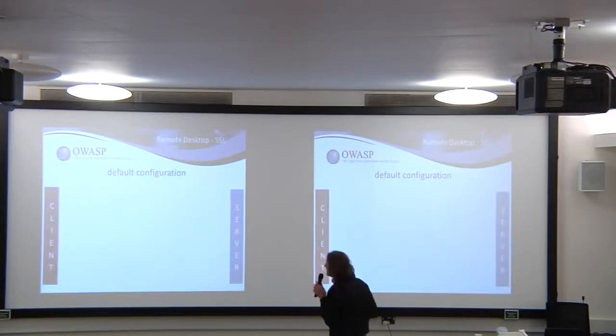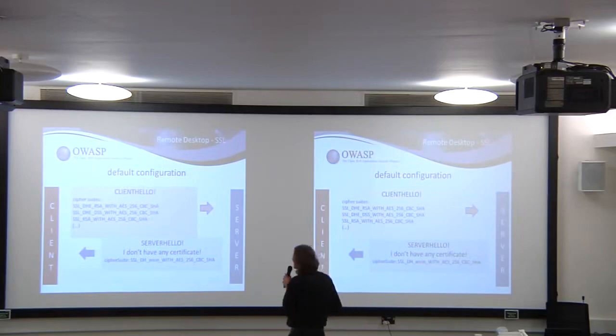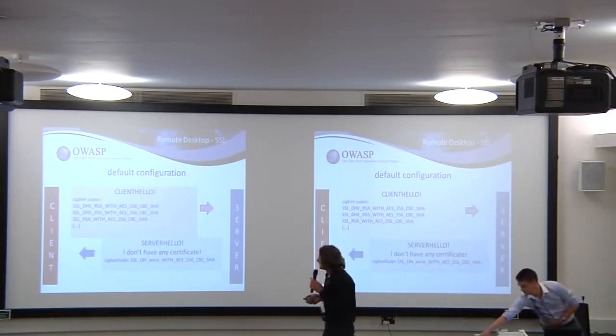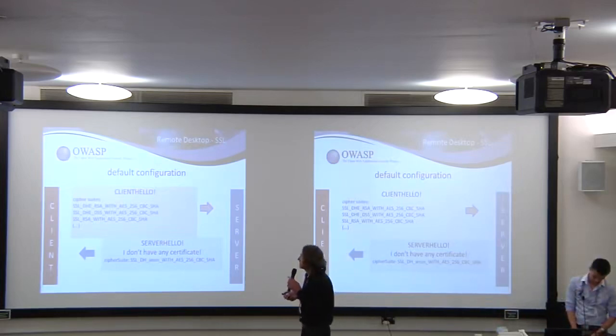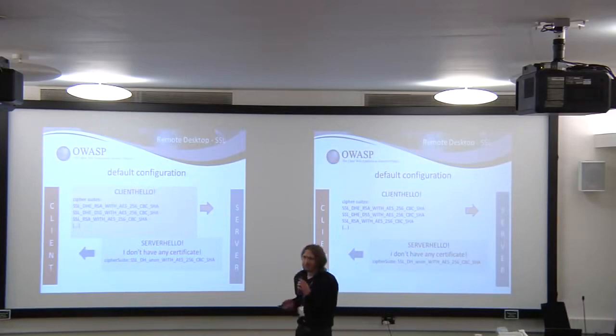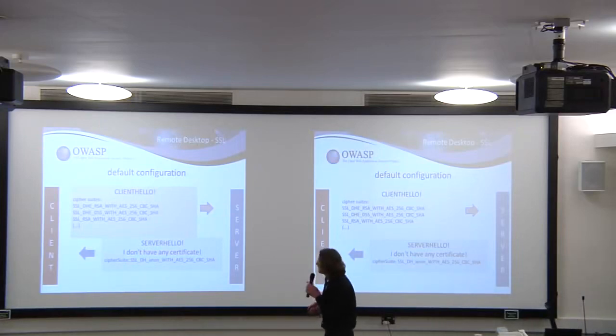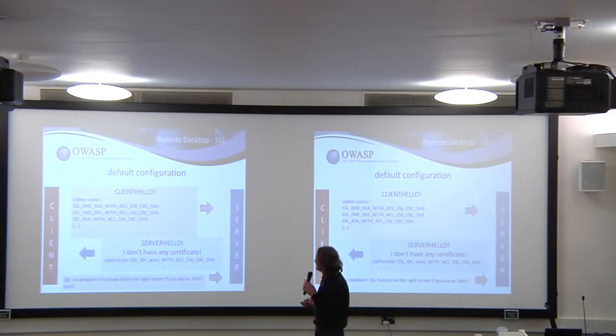Let's get back to the SSL. In default configuration, the server didn't have any certificates configured. So it couldn't do any of this DSS, RSA, or something like that. It could offer to the client only anonymous cipher suite. So obviously this is vulnerable to the man-in-the-middle attack. And that's the configuration we saw in the real world. But of course it's vulnerable, as you can see.